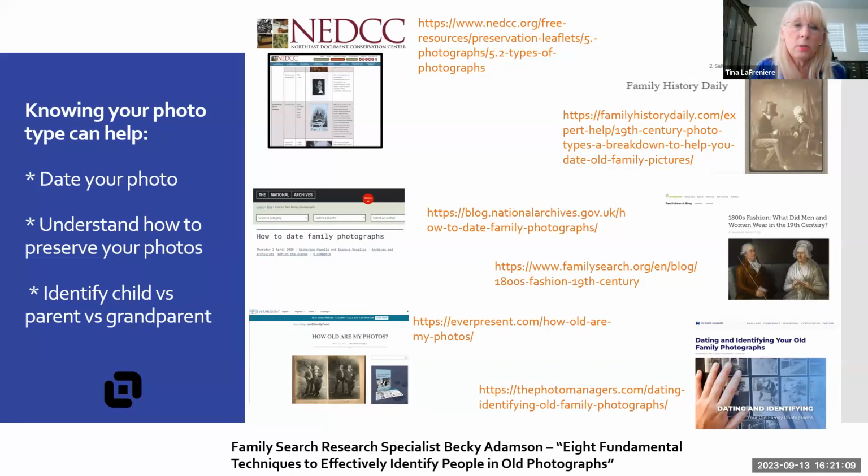If you get a chance to attend one of her classes on techniques for identifying people in photos, I highly recommend it. Her class is loaded with a lot of information, and I was surprised to learn while I was sitting in her class that she uses Related Faces to help her solve her photo mysteries. So I've included in the handout some of these sites and some of the sites that Becky also recommends.